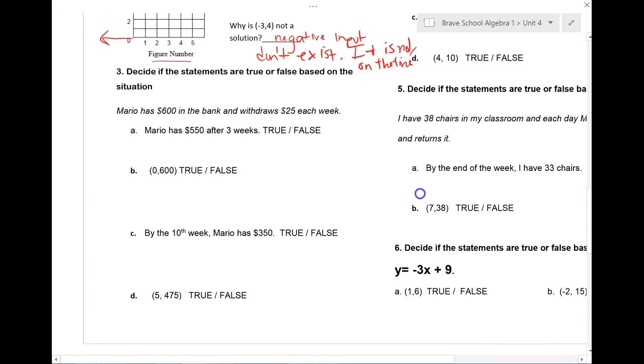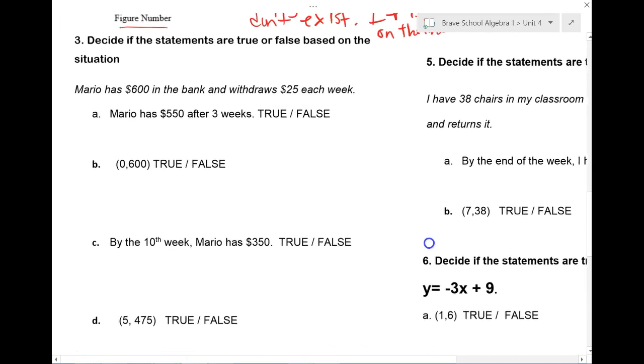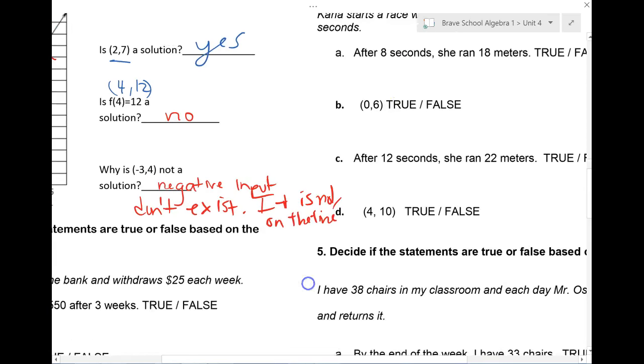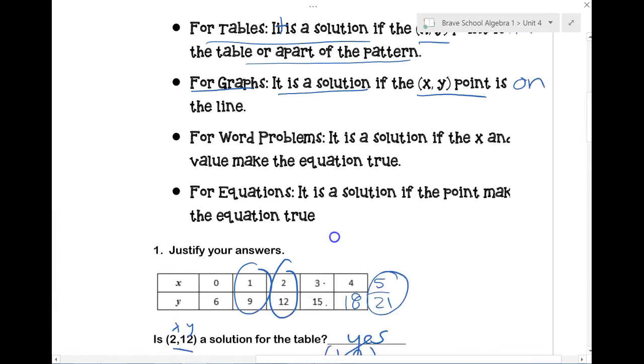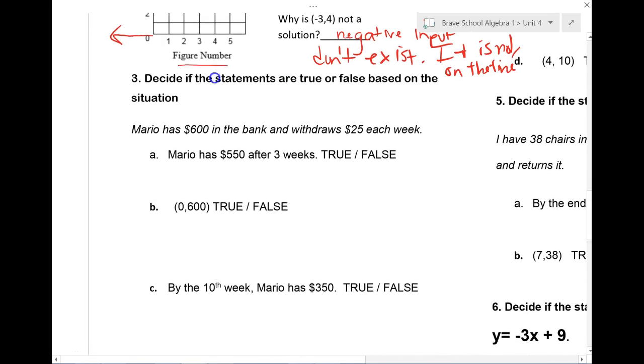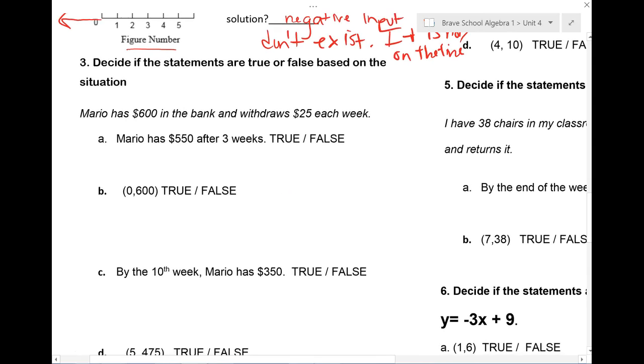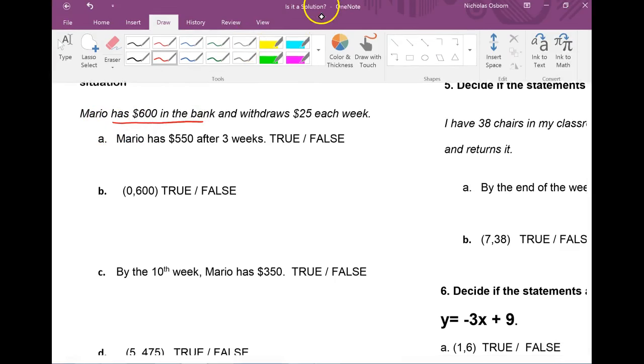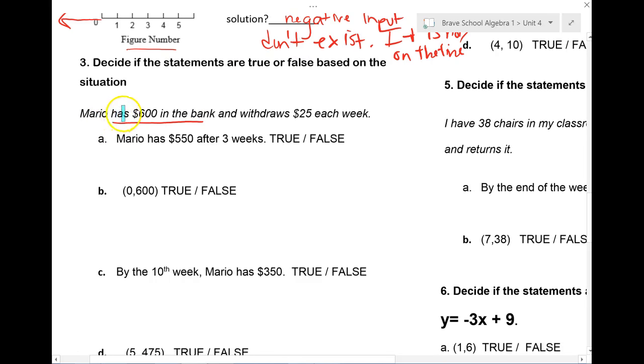Okay, so now, next one, decide if the statements are true or false based on the situation. Okay, let's go back up to the first page. For word problems, which is the situations, it is a solution if the x and y value make the equation true. Okay, so let's go down here to number 3. Well, first we need to find the equation. So Mario has $600 in the bank. So we know that's our starting point.